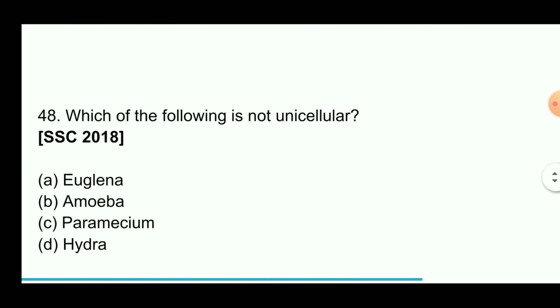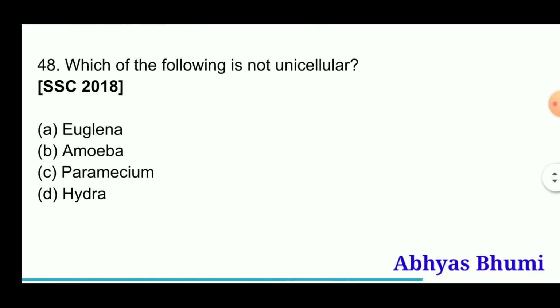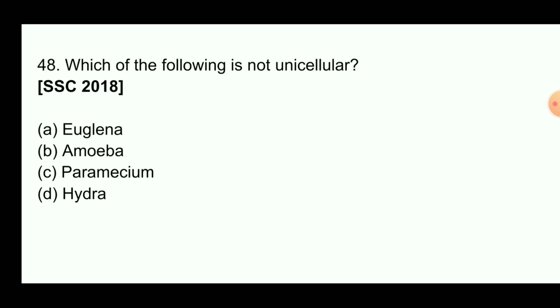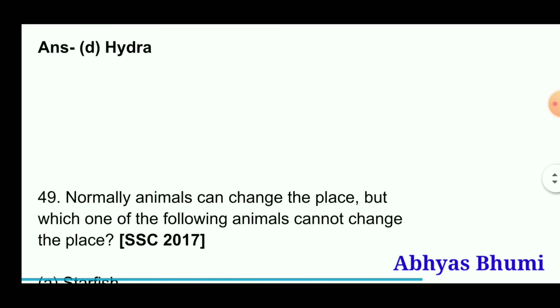Okay, next question on your screen guys. Which of the following is not unicellular? Option A, euglena, option B, amoeba, option C, paramecium, option D, hydra. Tell me the right answer if you know. Option D, hydra is not unicellular. Option D is the right answer.